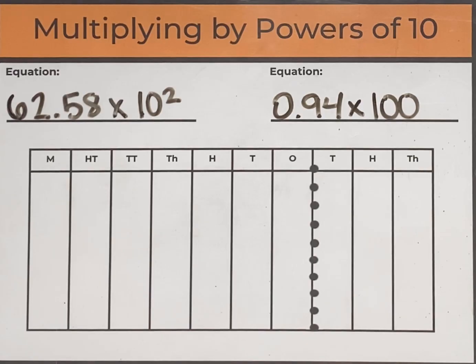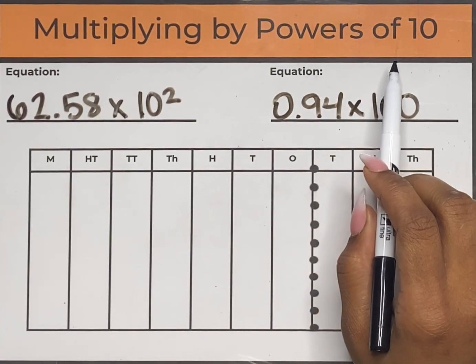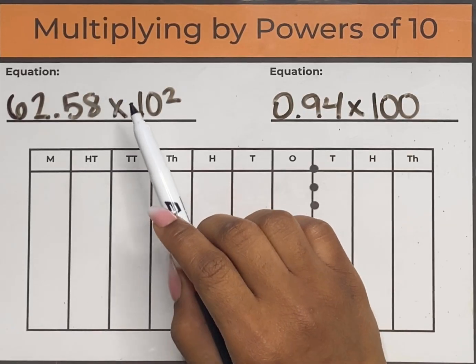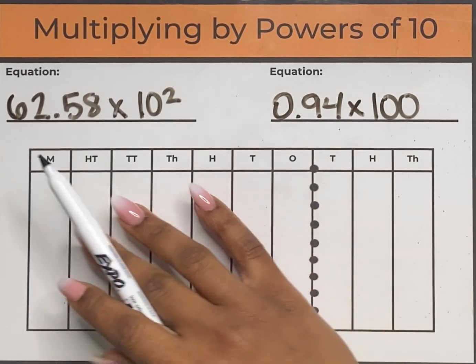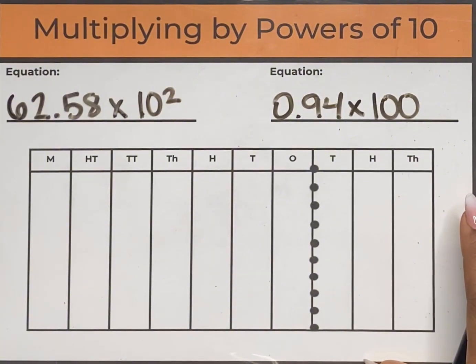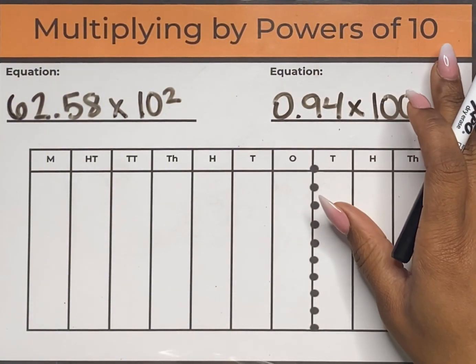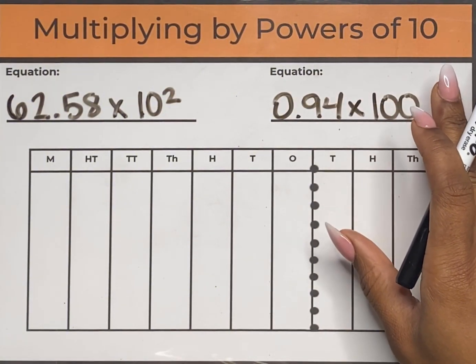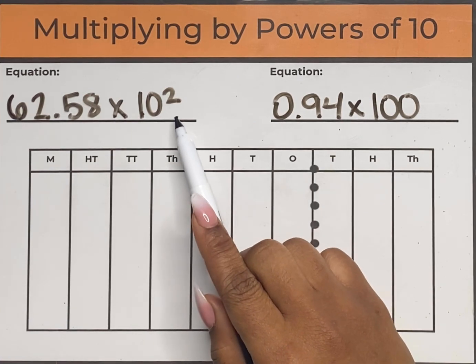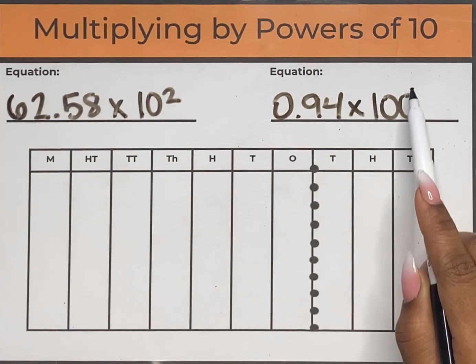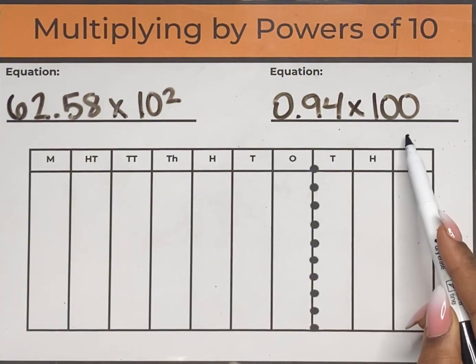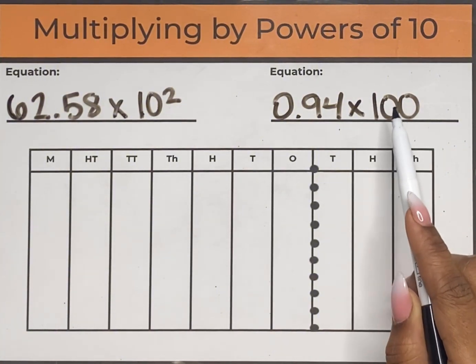Let's get started. Today we're going to multiply by powers of 10. So when we multiply by powers of 10, the strategy we're going to be using is the place value chart. Now, powers of 10 can be expressed in exponential form, which is what you see here in the exponent, and we can practice using standard form, which you see here with the number 100.